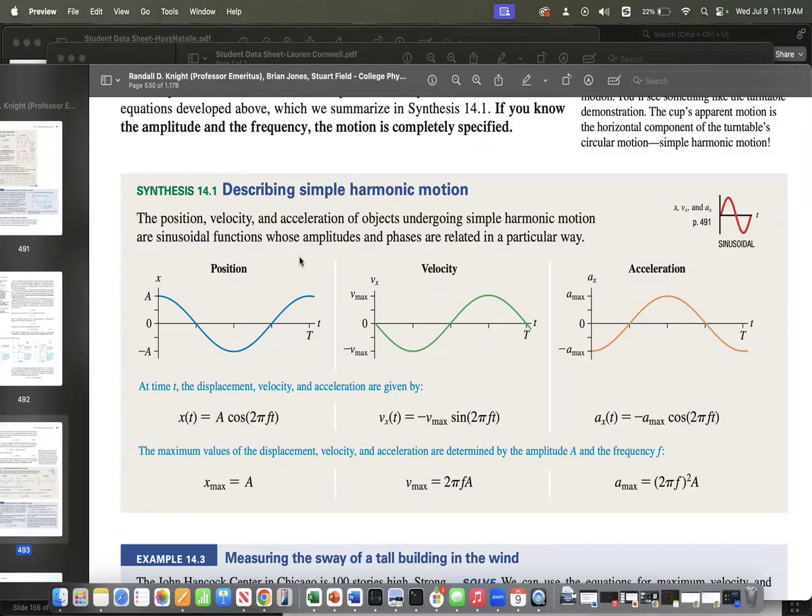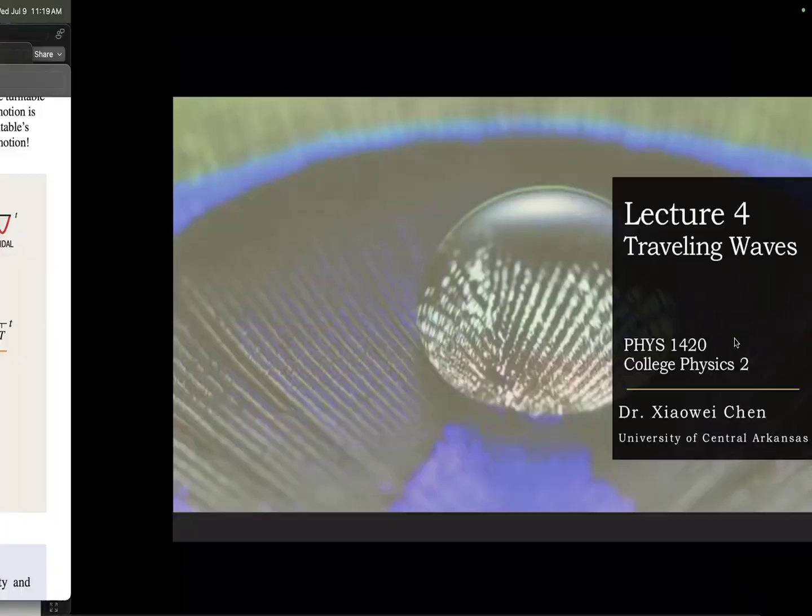Some students asked me why the maximum displacement equals A. I think this one is obvious, because the range of the cosine is from -1 to 1, so the maximum must be A. But why is the maximum velocity equal to this, and why is the maximum acceleration equal to this? Does anyone know why? Actually, I want to explain that.